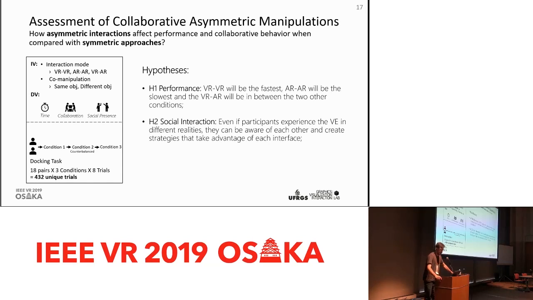And we have two main hypotheses on this paper. One was that VR will be the fastest, and AR will be the slowest, and the asymmetric approach will be in the middle of the two conditions. And regarding social interaction, we hypothesized that even if participants experience the virtual environment in different realities, they can be aware of each other and create strategies that take advantage of each interface.